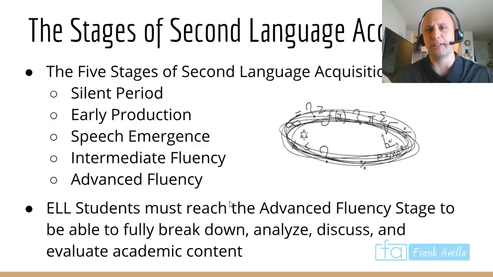All right, the 5 stages of second language acquisition. First stage is the silent period, followed by early production, speech emergence, intermediate fluency, and advanced fluency. ELL students must reach the advanced fluency stage to be able to fully break down, analyze, discuss, and evaluate academic content. Okay, so if you want them to be able to learn a lesson on maybe causes of World War II, in English, they're going to have to go through all 5 stages, and they're going to have to master and get to that advanced fluency stage. So now we're going to take a look at each individual stage.